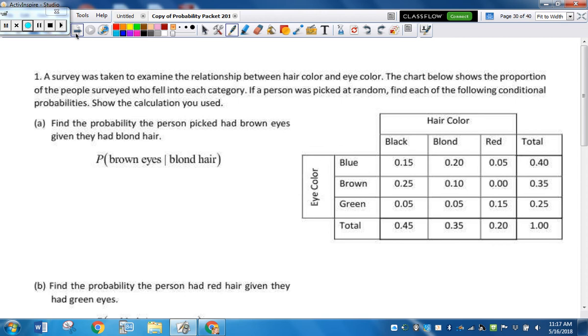That was yesterday, correct? Who can do this for me? Don't jump in at once. Nick, tell me what I'm doing with the chart. Where am I looking? Since it's given that they have blonde hair, you can only look at the blondes, so I need to look at this column only, nothing else matters to me. So what do I have then? Brown eyes, 0.10, because that's the only place in the column that has brown eyes. Over 0.35.